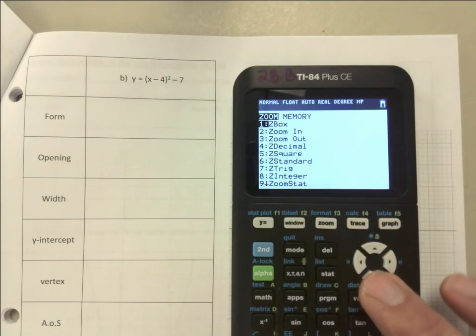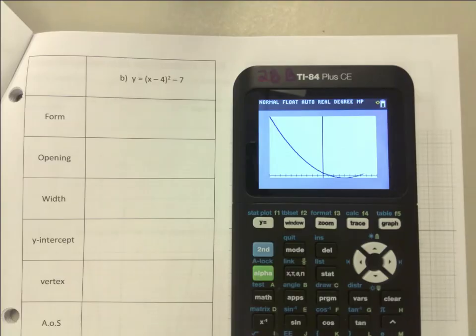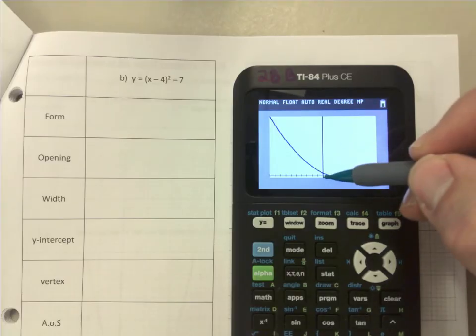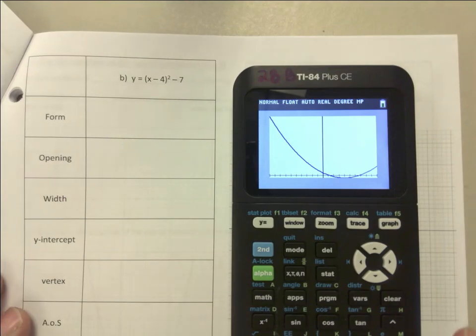If you go zoom fit afterwards, there's nothing wrong with it, and everything you need is still there. So zoom fit is okay to use. Zoom standard is okay to use. You can pick between them. So that's good. Let's go find the vertex.